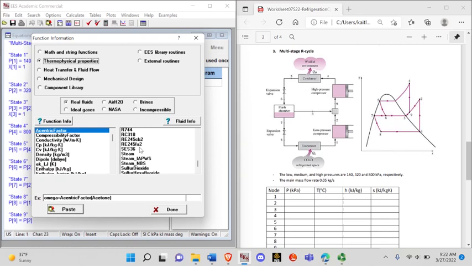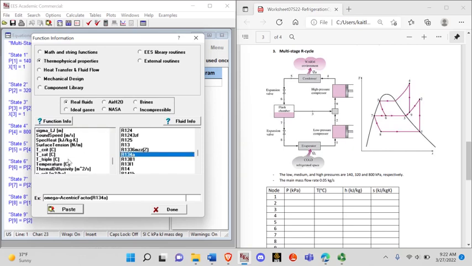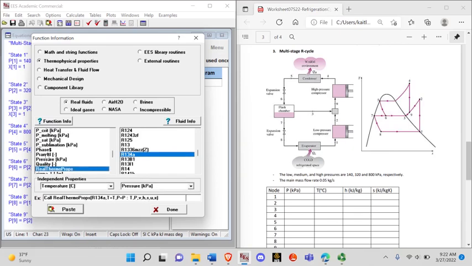Going to use real fluids and assume we're using R134A. If you're using a different working fluid, you just put that one in. Find real thermoprops. Our input properties are pressure, which we have, and quality. Then we paste.